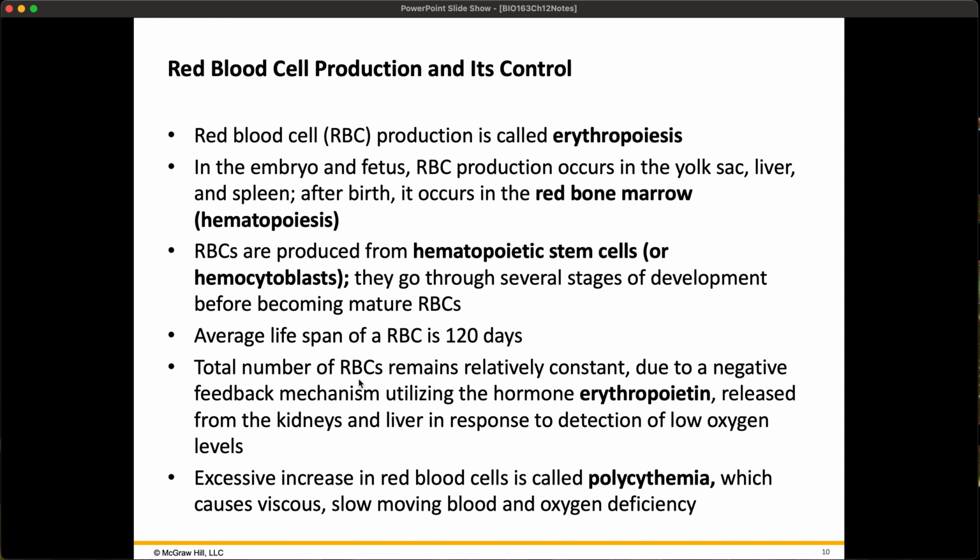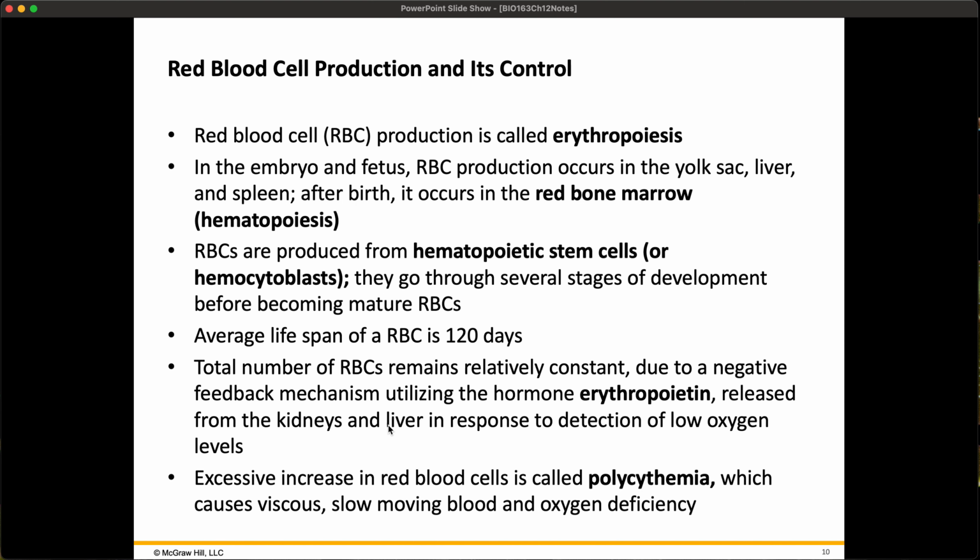Total number of red blood cells tends to stay relatively constant. It's a negative feedback mechanism, so that, again, makes sure that everything stays at a baseline level. The hormone erythropoietin is what monitors that, or what regulates that. That is determined by oxygen levels that are detected by chemoreceptors in your kidneys and liver.